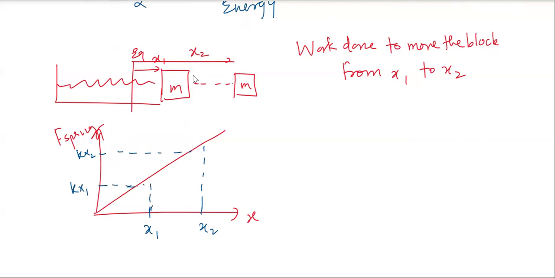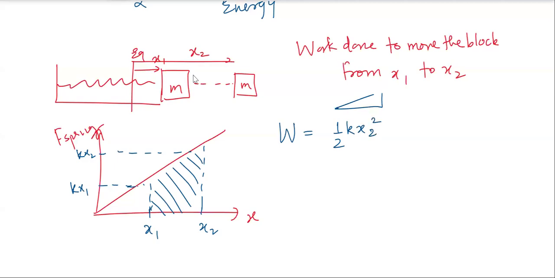So work done from x1 to x2 will represent this area. This area of the trapezium can be found by taking the area of the bigger triangle and subtracting the smaller triangle. So the work done will be: the bigger triangle is half k x2 square, and the smaller triangle is half k x1 square. So work done will be half k, taking common, x2 square minus x1 square.